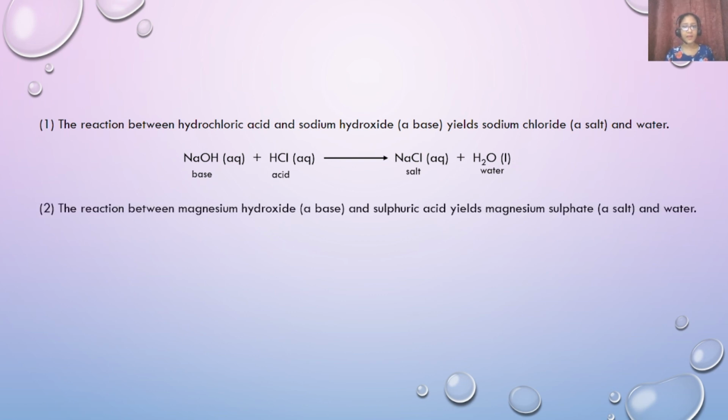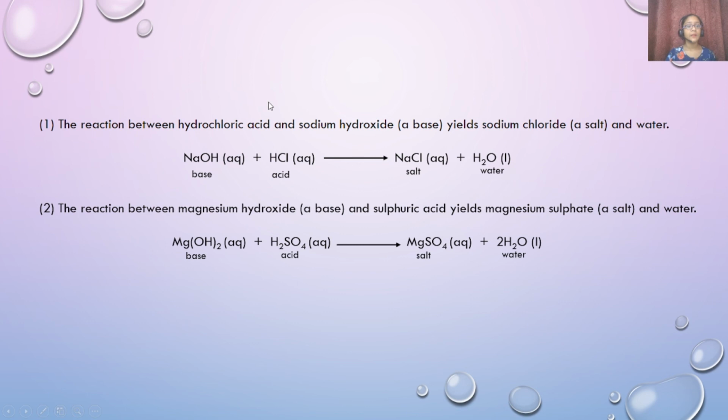Here is the second example. The reaction between magnesium hydroxide, which is a base, and sulfuric acid, which is another acid, yields magnesium sulfate and water. Here, magnesium hydroxide, which is a base, and sulfuric acid, which is another acid, have combined and formed magnesium sulfate, which is a salt, and water.